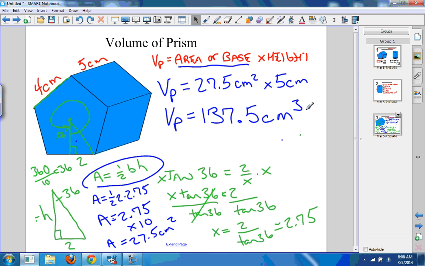Notice that we have centimeters squared. We have centimeters squared for the area of the base times the height, which is centimeters. So that's where our centimeters cubed comes from. When we combine the centimeters squared and another centimeters, we get our centimeters cubed.